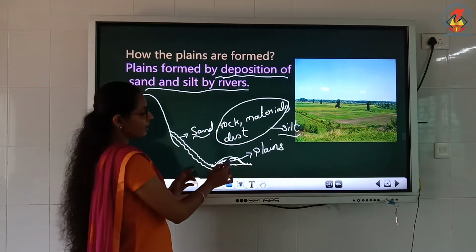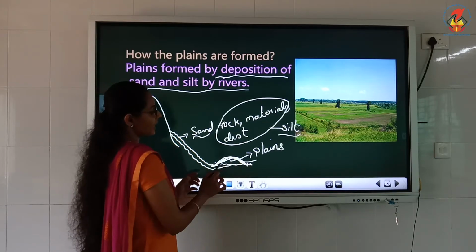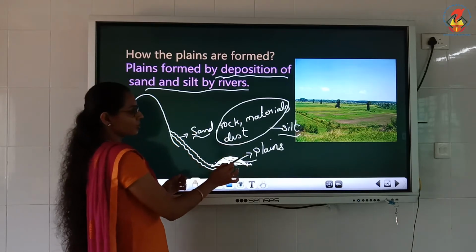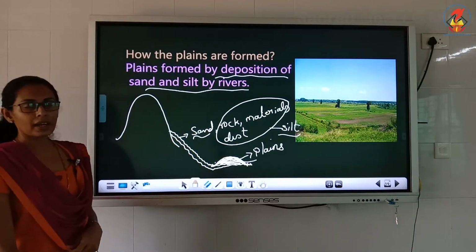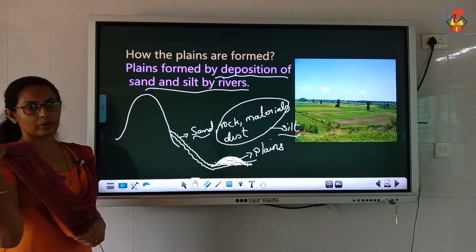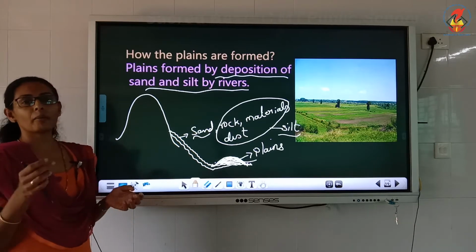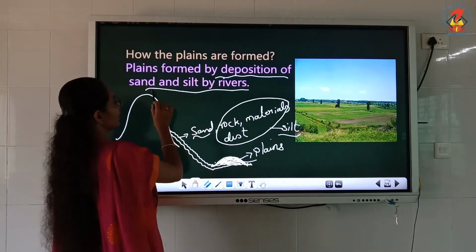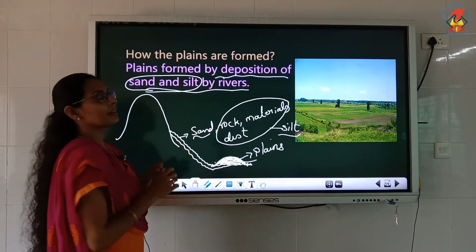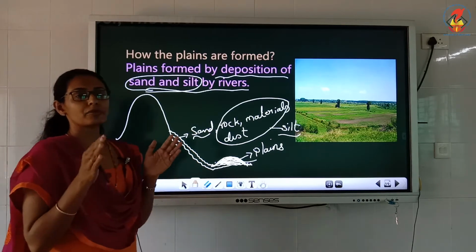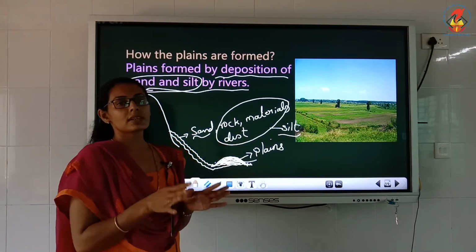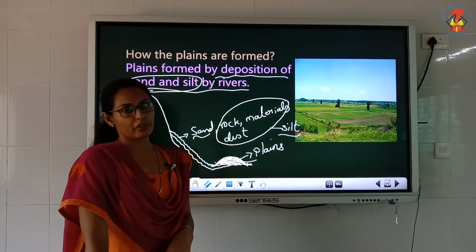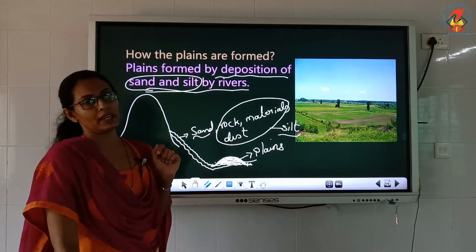So this area is like a raised area. Then after, it will be filled with the sand and silt. So it forms the plains. In this way, the plains are formed. Clear, children? The plains are formed mainly by the rivers. The rivers are carrying sand and silt. This is the important word, sand and silt, by the rivers. When the speed of the river is getting low, rivers are depositing, and at that time the plains are formed. In this way the plains are formed.